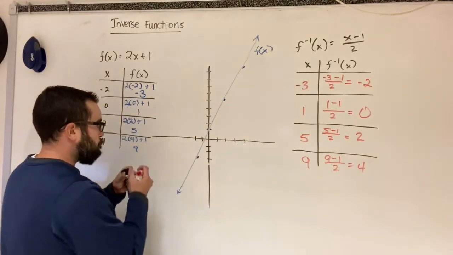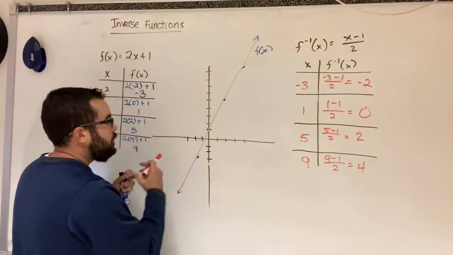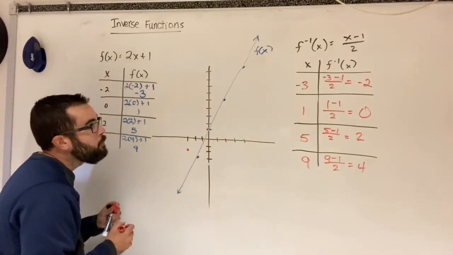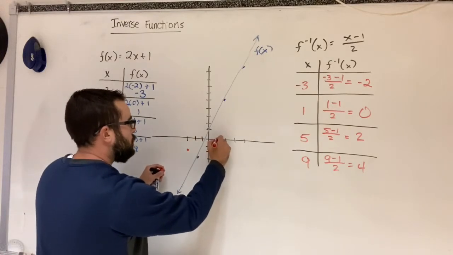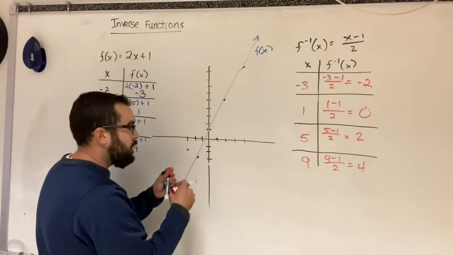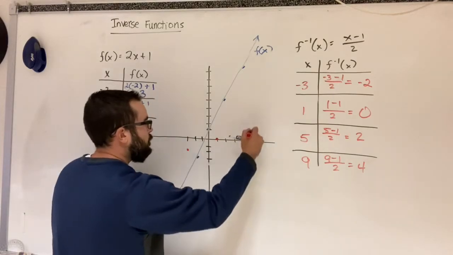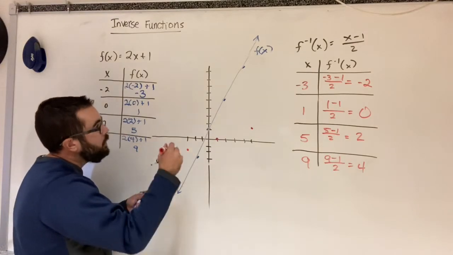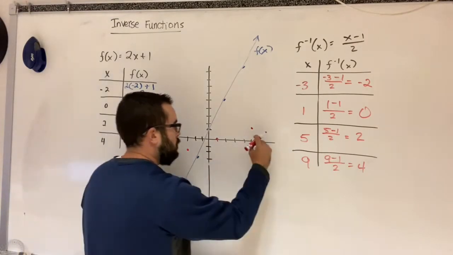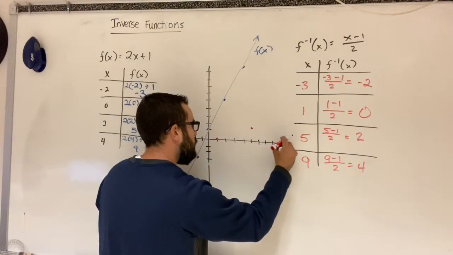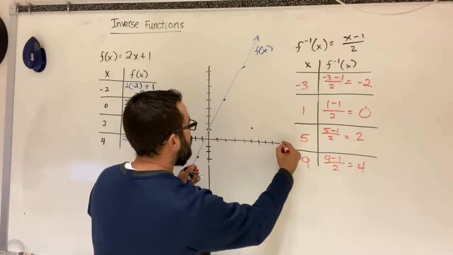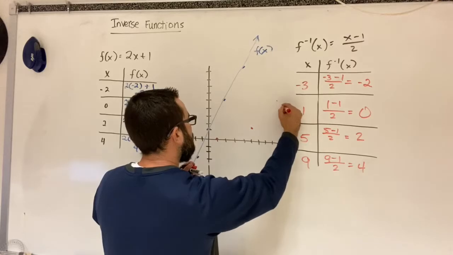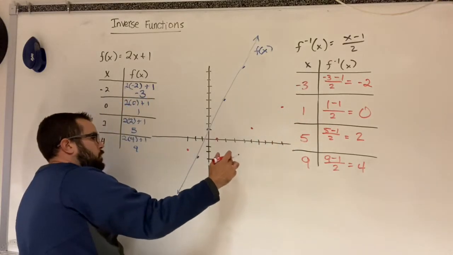So we have -3, -2. Okay? 1, 0. Okay? 5, 2. So there's 5, there's 2. Okay, and then the last one is 9, 4. So 6, 7, 8, 9, and 4 would be about here, or about here. Okay, didn't do so well in this one.